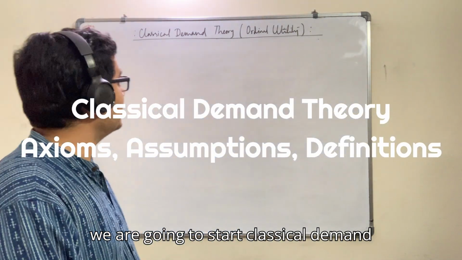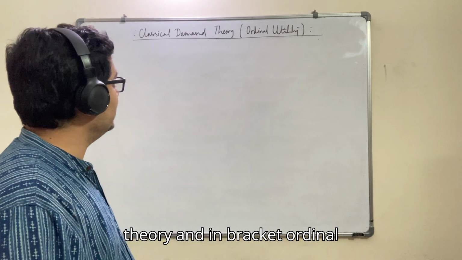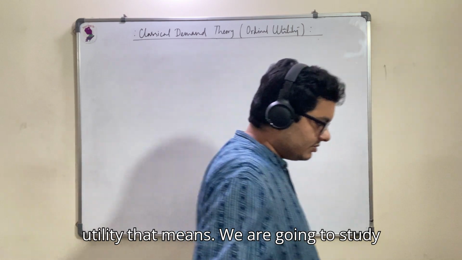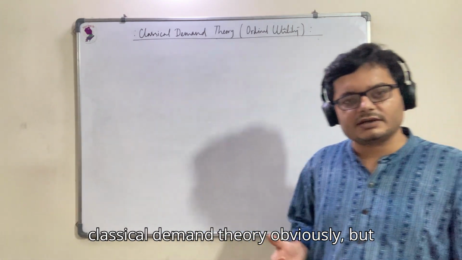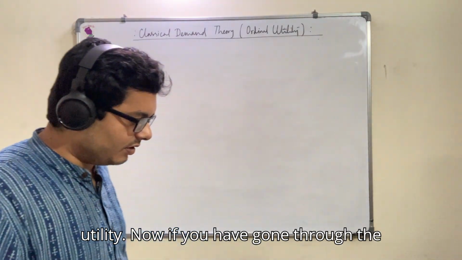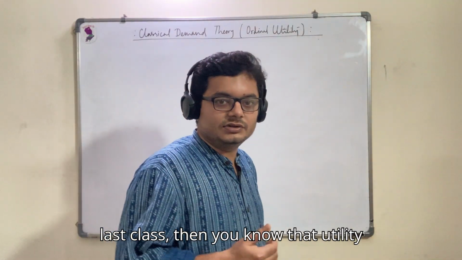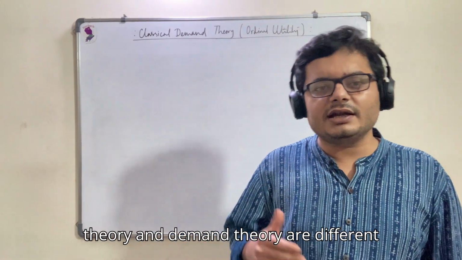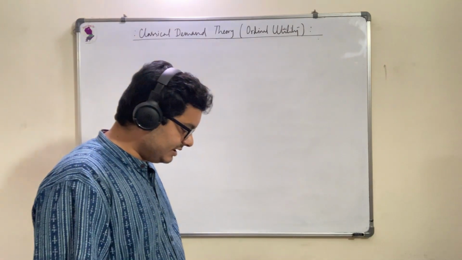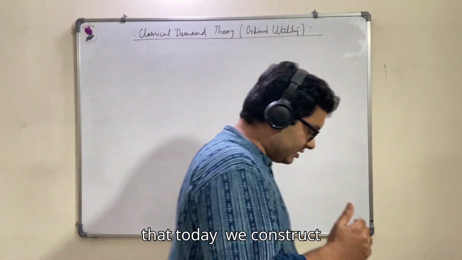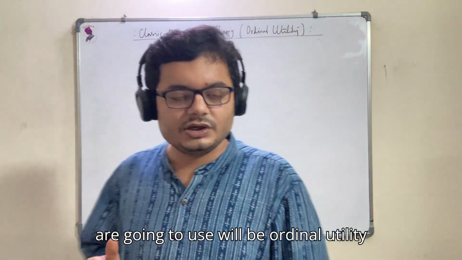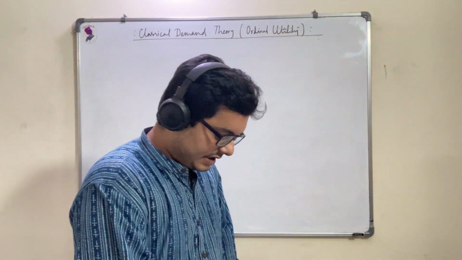Today we are going to start classical demand theory (in bracket, ordinal utility). That means we are going to study classical demand theory, but under the structure of ordinal utility. If you have gone through the last class, then you know that utility theory and demand theory are different, and that is why we mentioned specifically that today, to construct this demand theory, the utility that we are going to use will be ordinal utility.